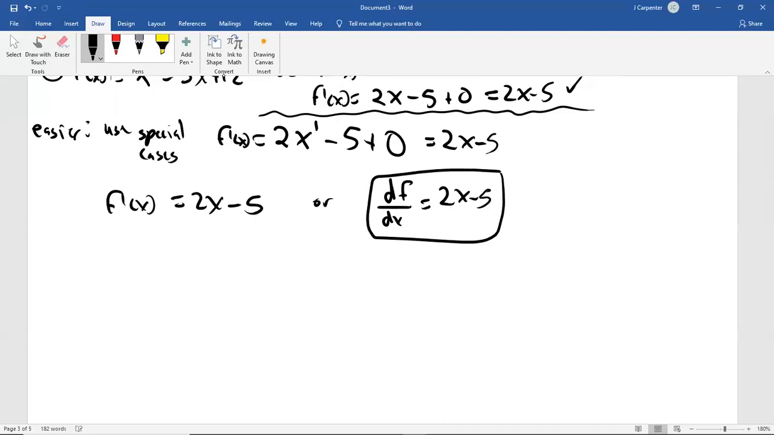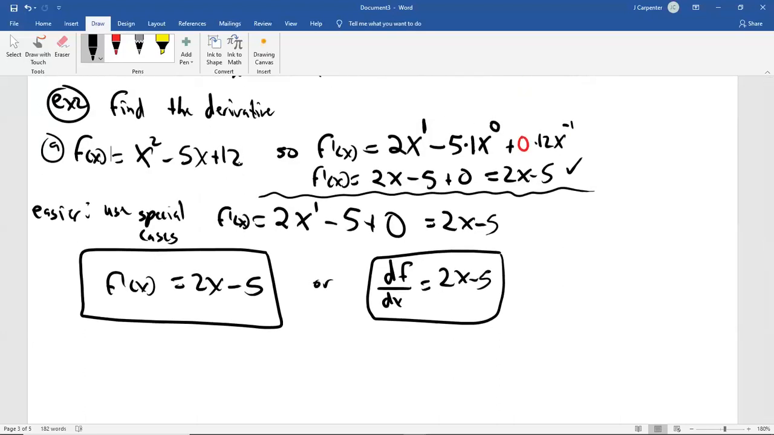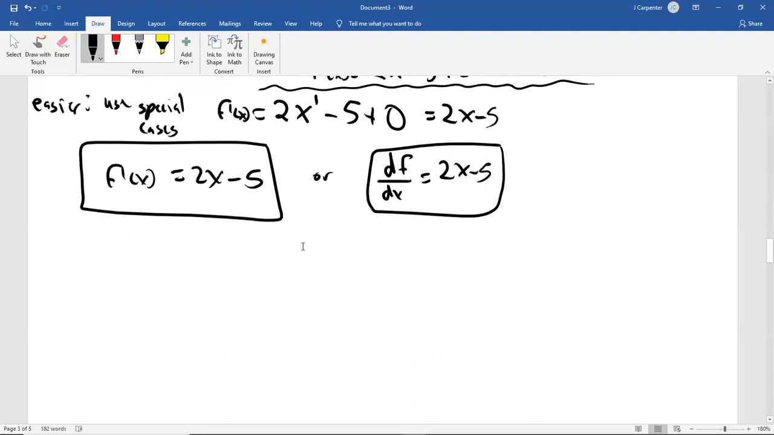You need to get used to using the special cases because it's going to save you a lot of time and effort. The derivative of a linear term is just the coefficient. This is a linear term, so that's why there's a minus 5. The derivative of a constant is 0.